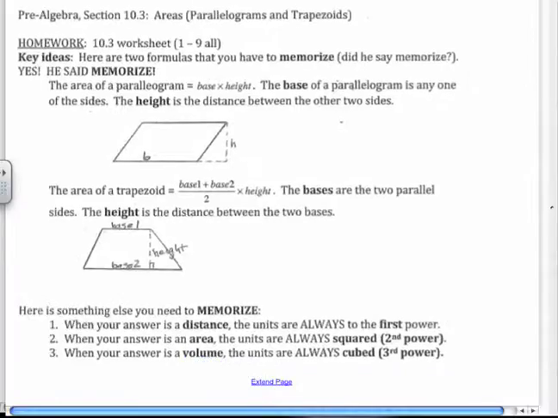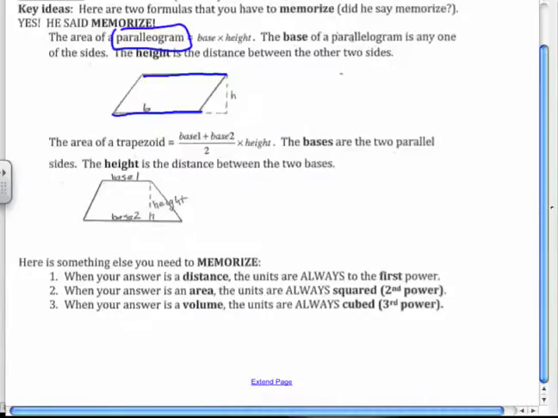When we're talking about a parallelogram, the area of a parallelogram is the base times the height. Now the base can be either one of the parallel pairs. These could be the bases, right? I could actually spin this thing around. We could actually turn this thing up on its end like this, and these could be the bases.